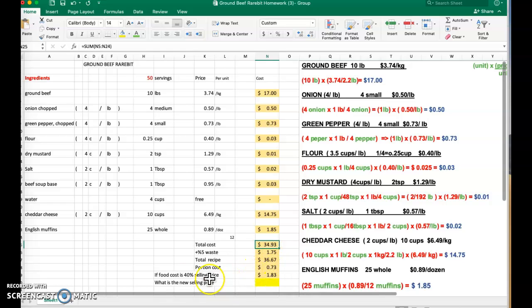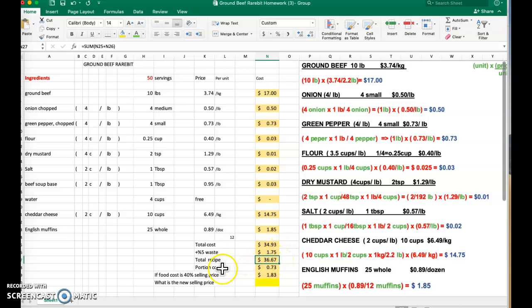And for the 5% of waste, multiply this number, total cost, times 0.05, and then we find this. And total recipe, it's total cost plus waste.